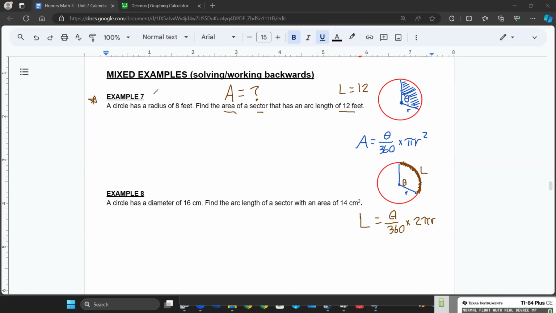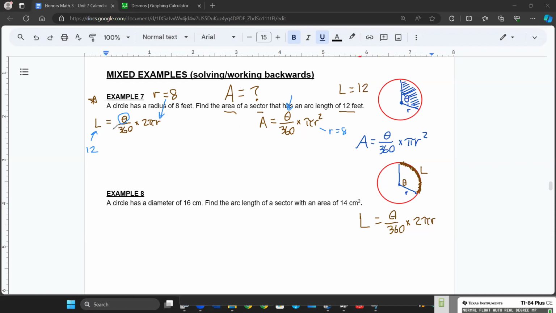It does give you the radius. Since the radius is 8 feet, we're going to be able to use that in both formulas. Let's pause for a minute and look at the two formulas. Since we want area, we would need to have the degree measure, which is that theta symbol, and the radius. The only thing we have is the radius. We know that the radius is 8, but we don't have the angle. So what we'll have to do is use the length formula. Since we're given the length, that length is going to be 12, and that radius is going to be 8. We can plug those in, and we can figure out what the angle is by working backwards.